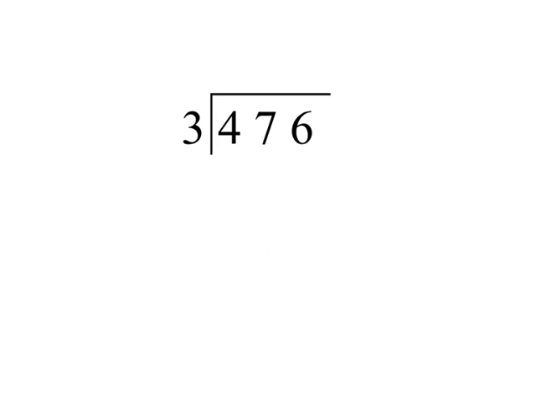So I'm going to ask myself, how many groups of 3 can I get out of 4? I can get 1. 1 times 3 is 3. I'm going to subtract and have 1 left. I'm of course going to bring my 7 down.